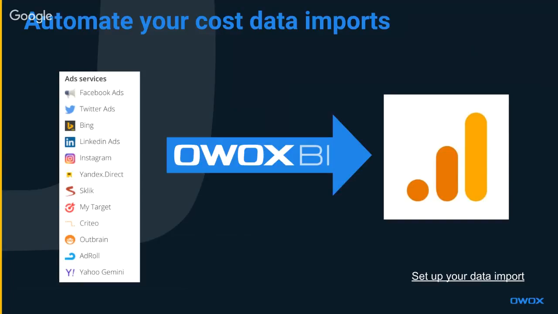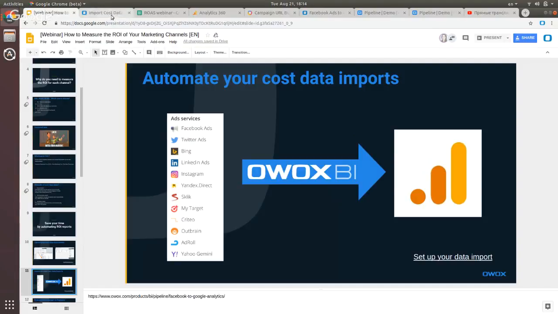It is an automated pipeline to collect all the data from your advertising platform. It can be Facebook, Instagram, Criteo, Outbrain, etc., and import it in an automatic way to Google Analytics. Let's look how the setting up of this pipeline will look.